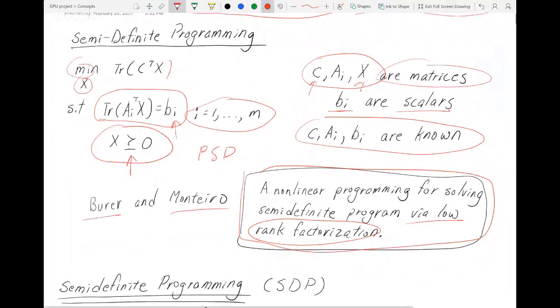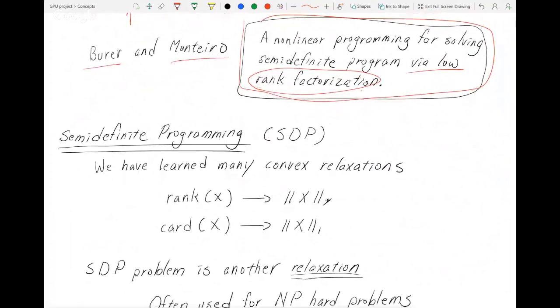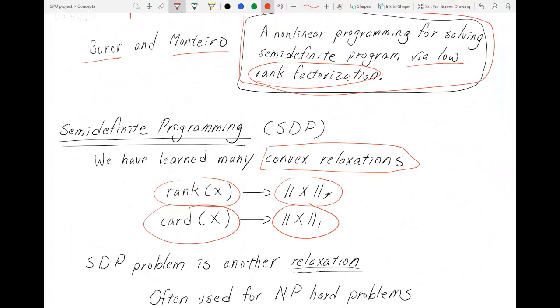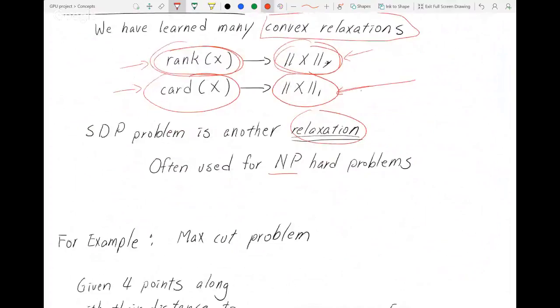We have not learned this yet, but the general idea is that there are many different kinds of convex relaxations, such as rank being relaxed into a nuclear norm, and cardinality being relaxed into L1. The originals are very difficult to solve, and these are much easier. So we can convert rank optimization criteria into nuclear or L1 norm. Now, SDP is another kind of relaxation that's often used for NP-hard problems.